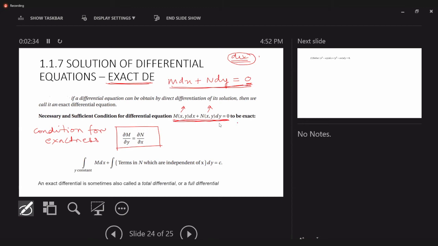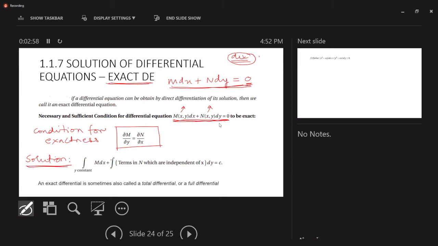Yes, ma'am. So in your objective questions, this can be the type of question. The condition for exactness is ∂M/∂y = ∂N/∂x. Once this condition is satisfied, how do we solve? The solution is given by this formula.